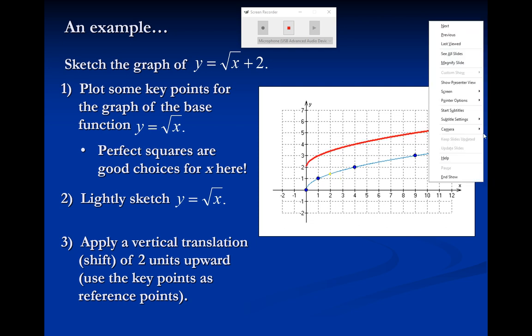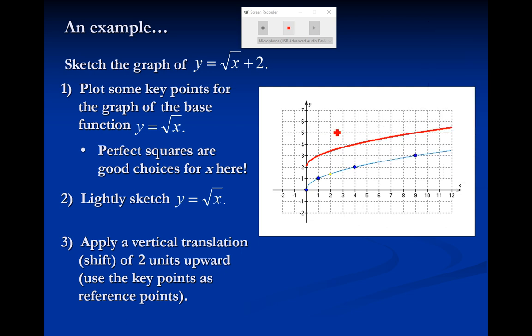So I take this point and I move it up 2. I'm going to really darken that in. I take this one and move it up 2. I take this one and move it up 2. And I take this one and I move it up 2. And that's enough to get the whole picture.